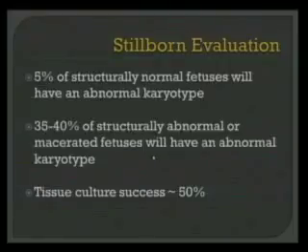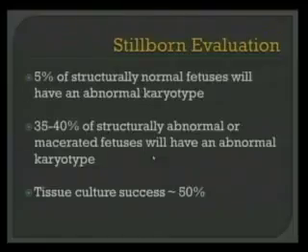So when we talk about fetal demises or stillborns, when we look at the genetics of these fetuses, 5% of them that are structurally normal will have some kind of abnormal karyotype. And if they are structurally abnormal or macerated, 35 to 40% of them have an abnormal karyotype. And so when we talk about that, often it's very hard. I know a lot of us have tried to get tissue from these babies, and when we send it to the lab, they're not able to grow out the material.